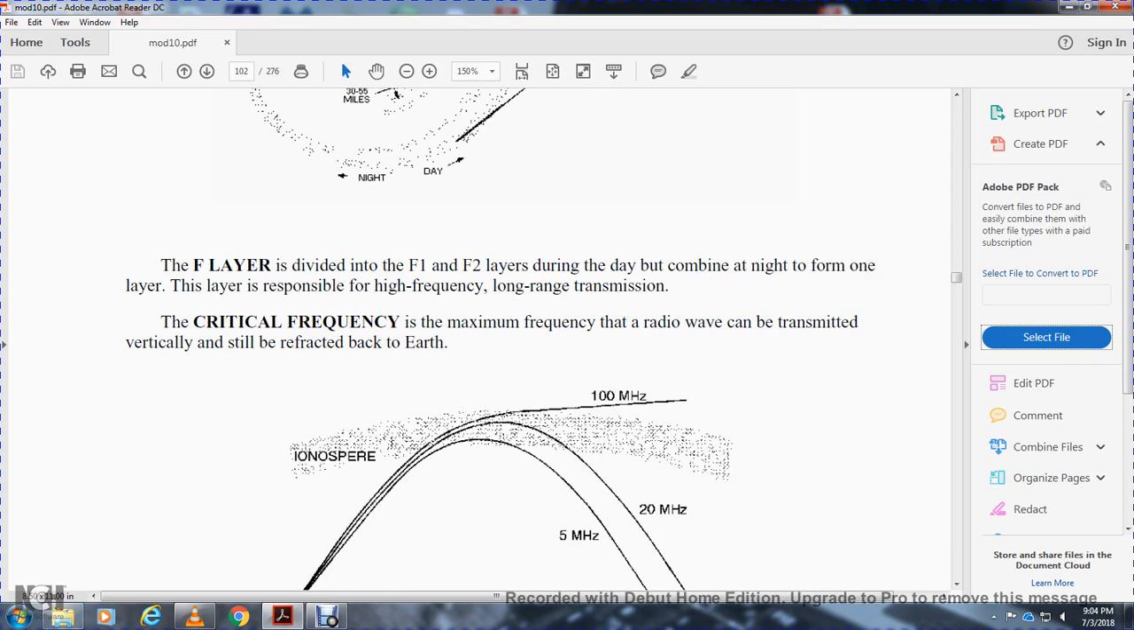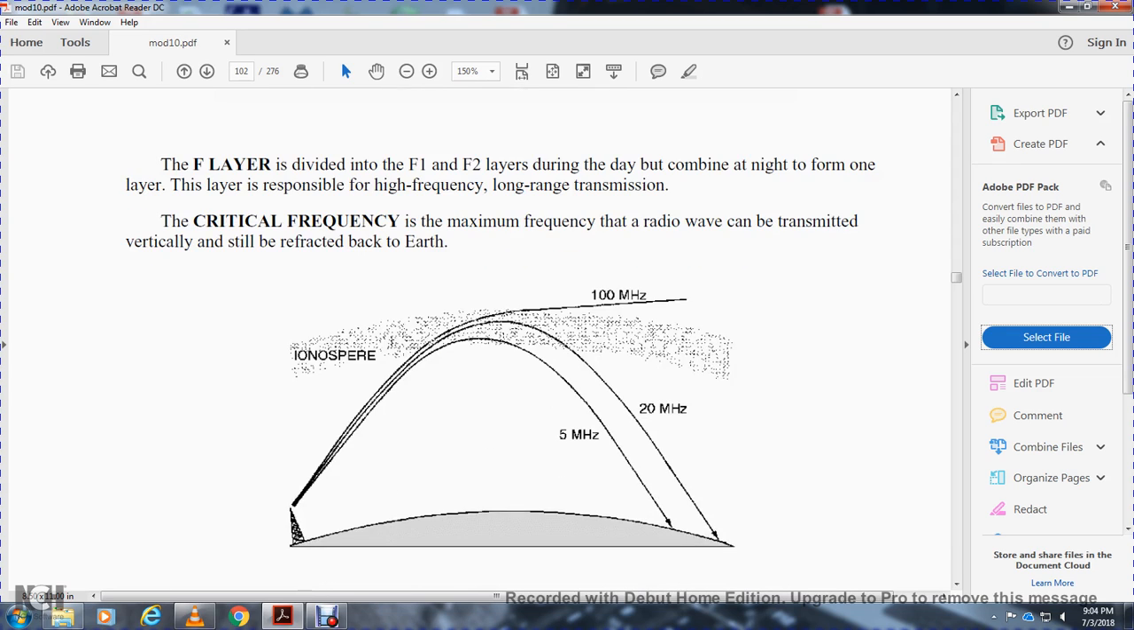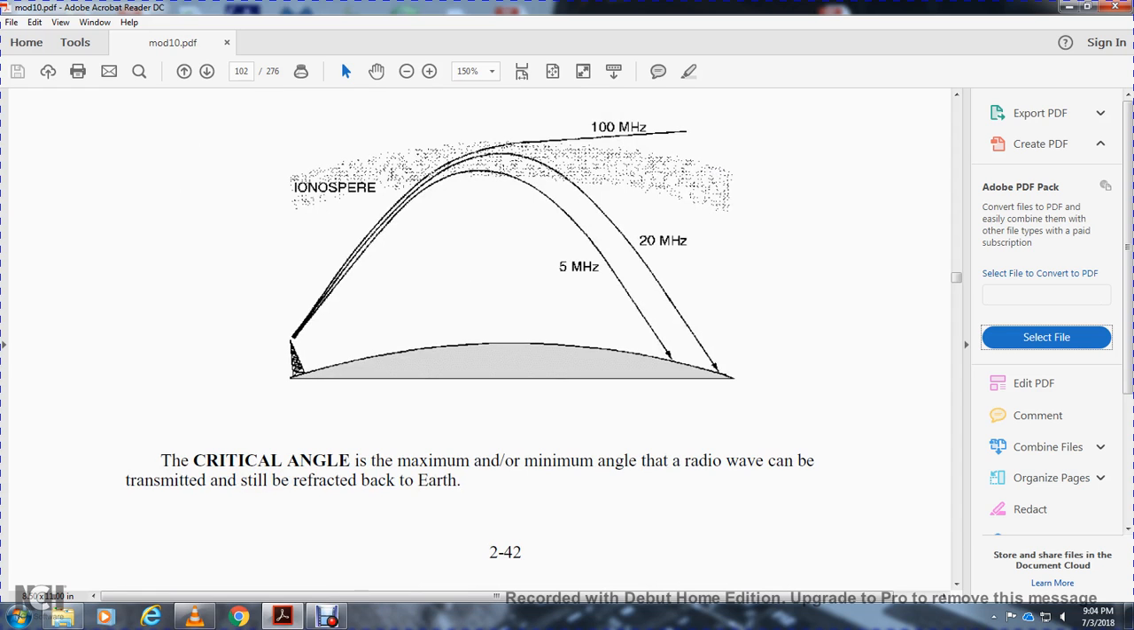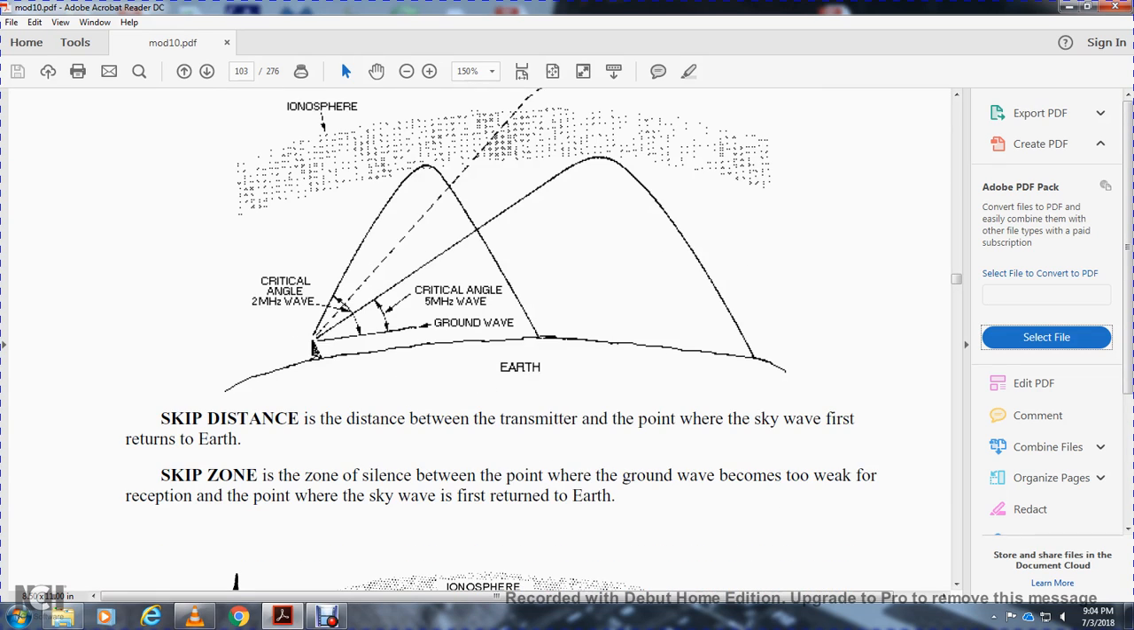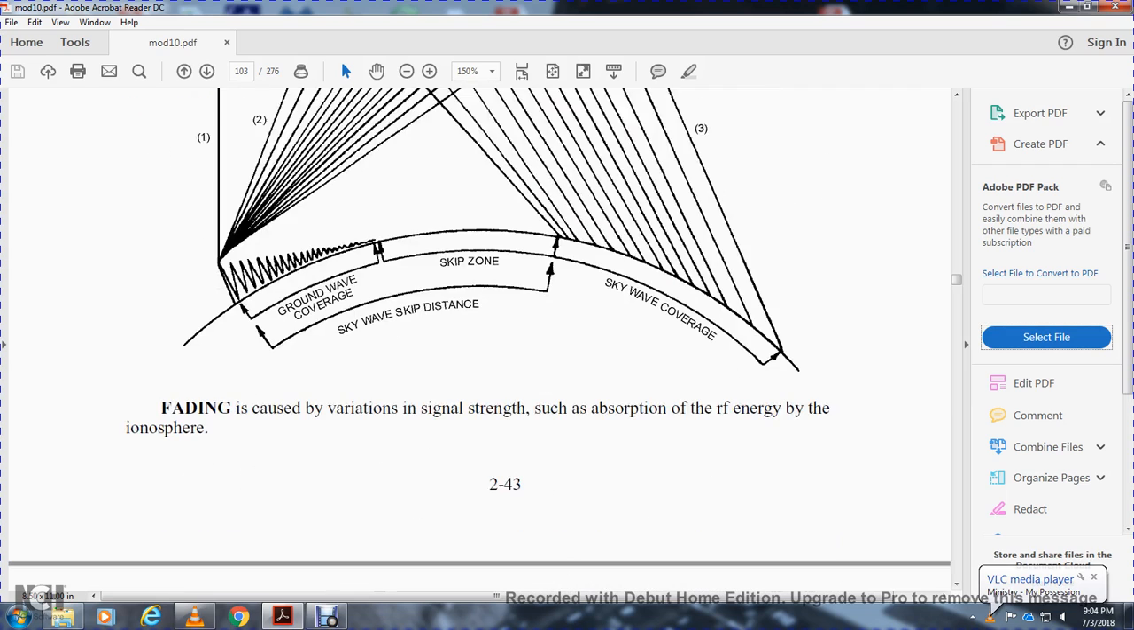Critical frequency is the maximum frequency at which a radio wave can be transmitted vertically and still be refracted back to Earth. Critical angle is the maximum angle at which the radio wave can be transmitted and still be refracted back to Earth. Skip distance is the distance between the transmitter and the point where the sky wave first returns to the Earth. Skip zone is the zone of silence between the point where the ground wave becomes too weak for reception and the point where the sky wave first returns to the Earth.